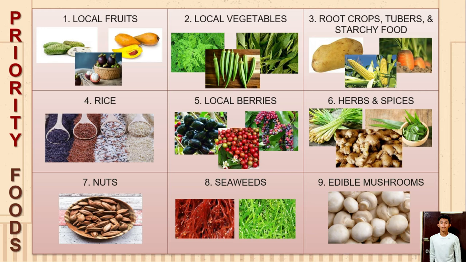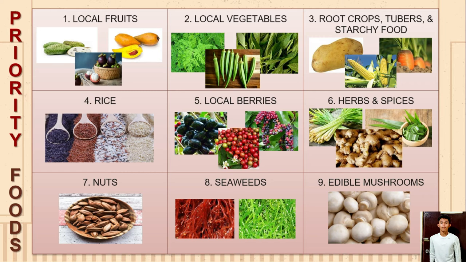Number two, we have local vegetables. So we have malunggay, okra, and saluyot. And number three, root crops, tubers, and starchy food. So we have carrots, potato, and corn. And number four, we have rice. What you see here is not ordinary rice. Its name is pigmented rice.